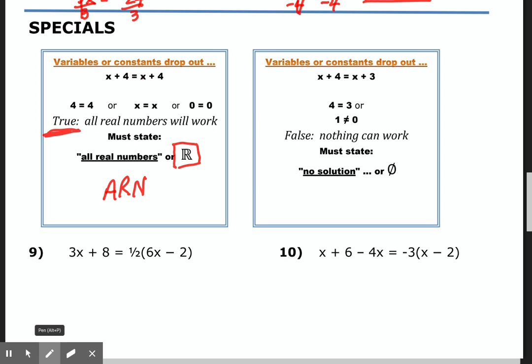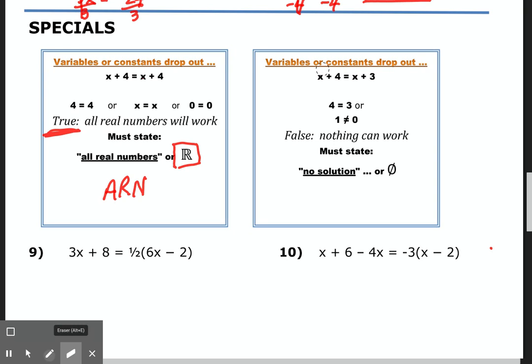Over here, if the variables or constants drop out, but it's false, so let's say that I subtract my x's from both sides. So they would both cancel out. So I'd have 4 equals 3. Is 4 equal to 3? No, it is not. It's false.